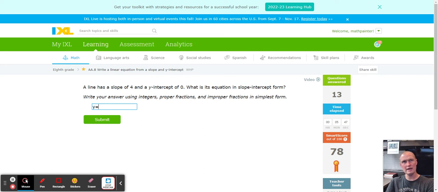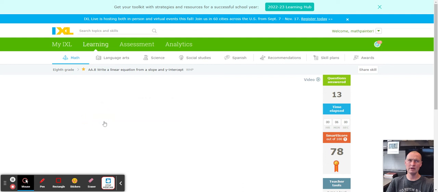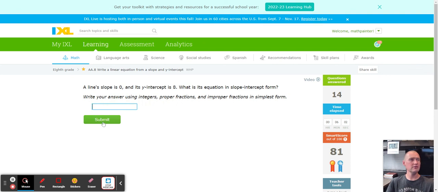Same thing, we have y equals, type your slope, 4x, and the y-intercept of 0. When the y-intercept is 0, you can actually leave it off because 0 doesn't add or subtract anything, so y equals 4x would be great on this one. And voila! That takes us to a smart score of 81.